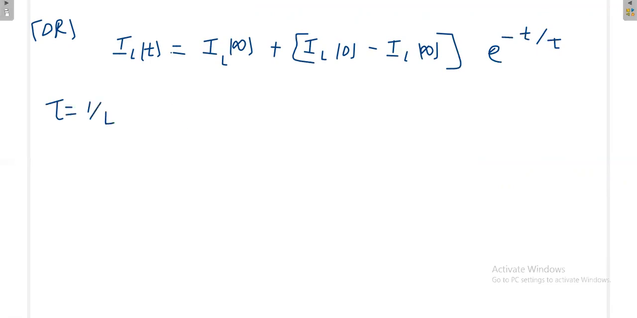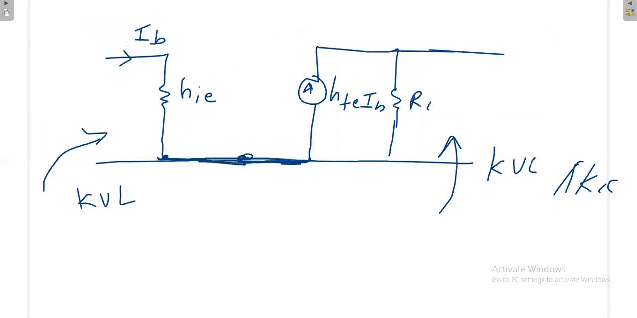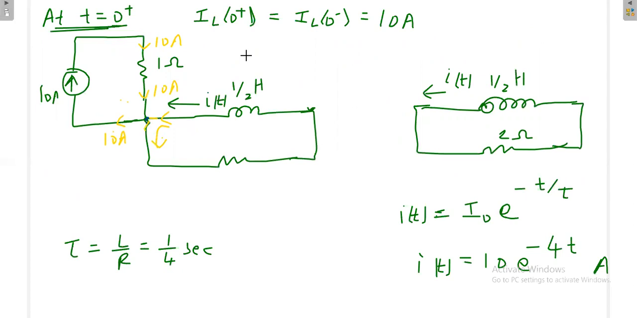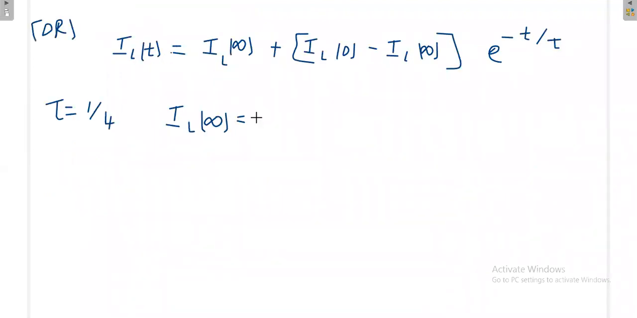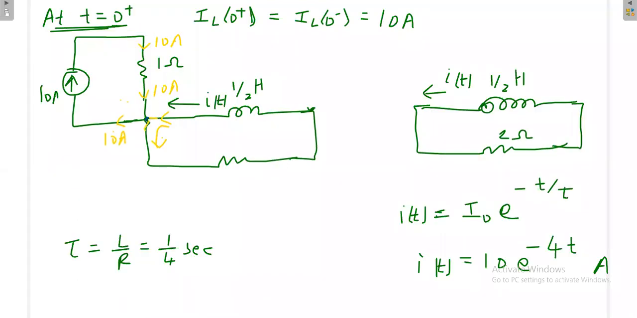What is IL infinite? IL infinite is simply 0, because after opening the switch, this current source is not giving any current to this part. That means this circuit will be operating with the current that is available with the inductor. But eventually that current will become 0. So the current through the inductor at infinite is simply 0. Then what is the initial current across the inductor? The current at 0, the initial current across the inductor we have calculated as 10. So this is 10.